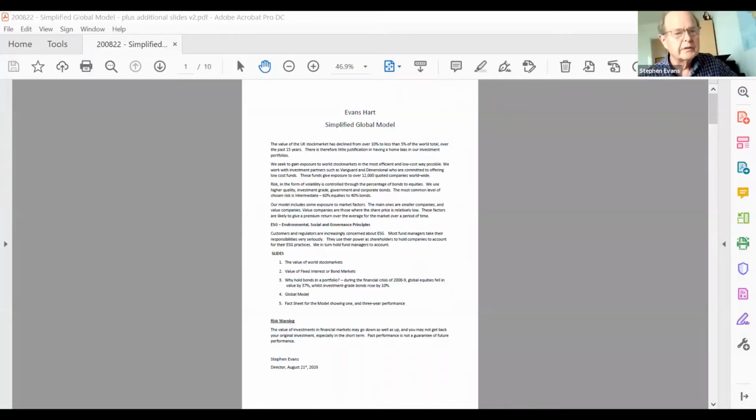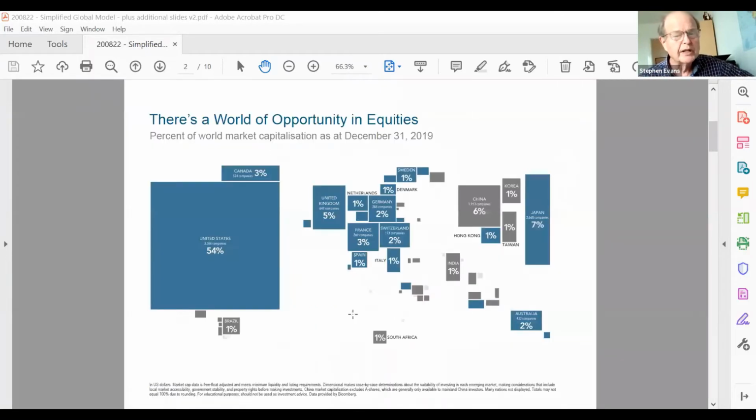So this is a simplified global portfolio, and the starting point is a chart of world equity valuations. The United States is by far the largest stock market. The UK has fallen to just 5% of global markets. It used to be 10% 15 years ago.